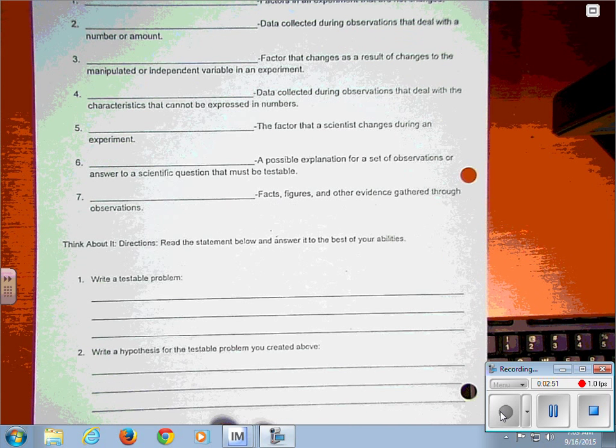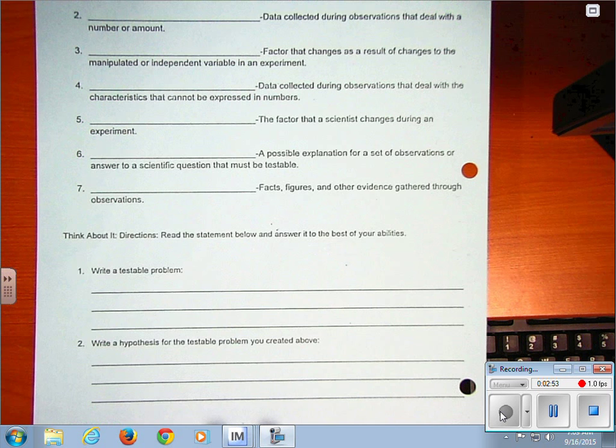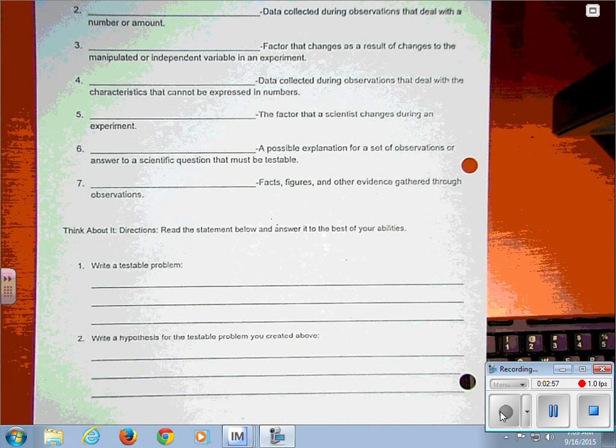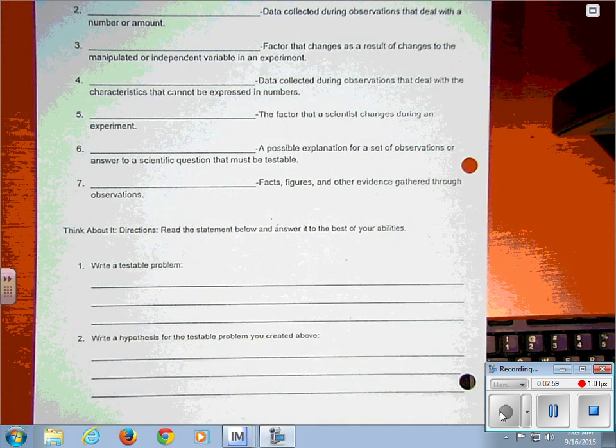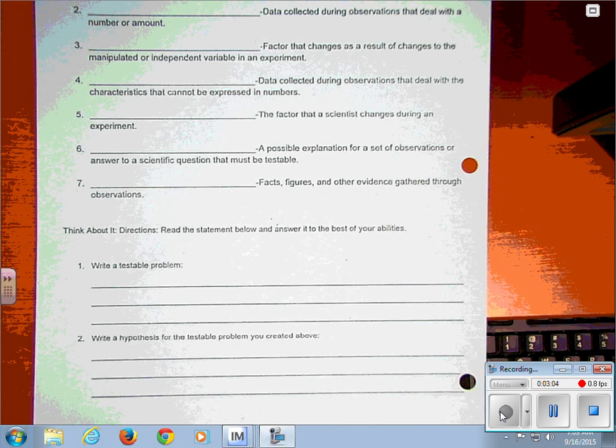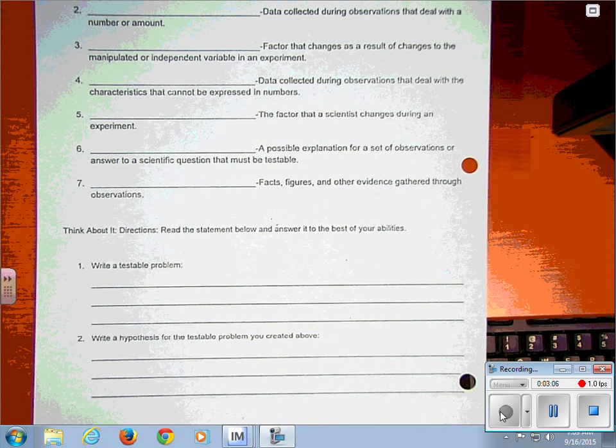Think about it. Directions: read the statement below and answer to the best of your abilities. Number 1. Write a testable problem. Number 2. Write a hypothesis for the testable problem you created above. Please review your test and turn it in to the windowsill when you're done.